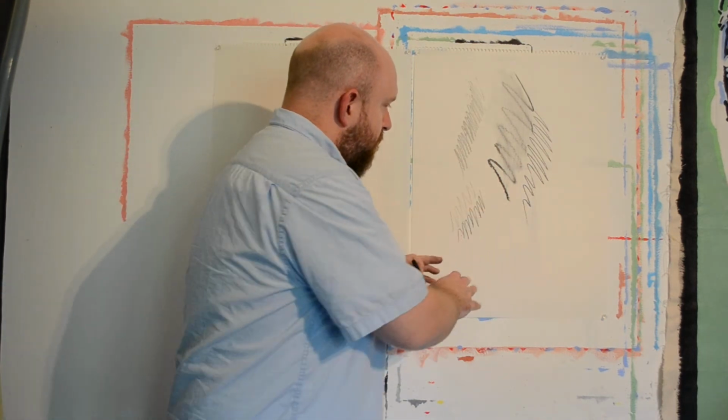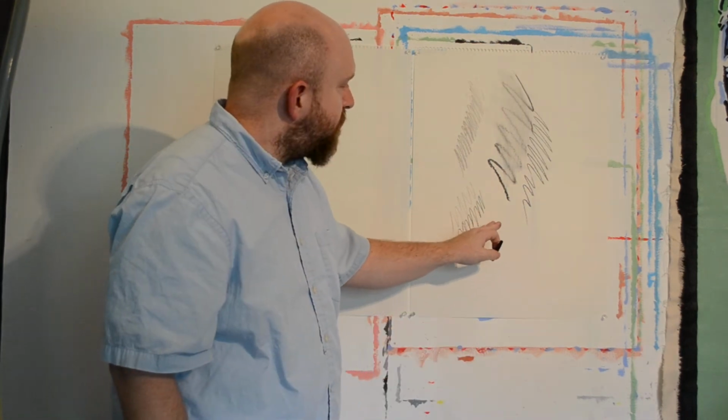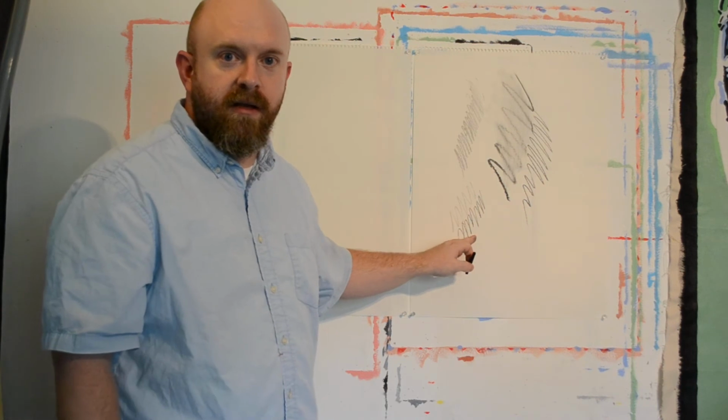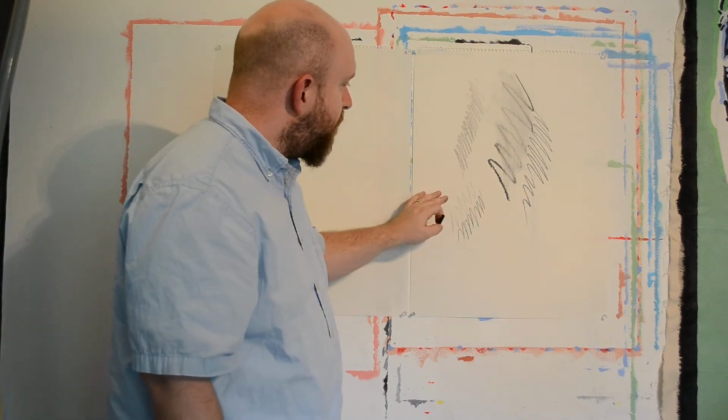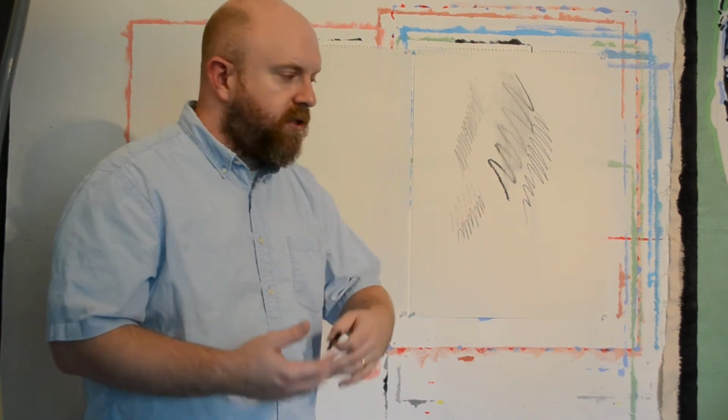So if you could look at this closely, you would see almost no difference between the compressed charcoal line and the Conte crayon line. But you could also, again, draw very lightly with the Conte crayon. So it can just sort of do a lot of different things.